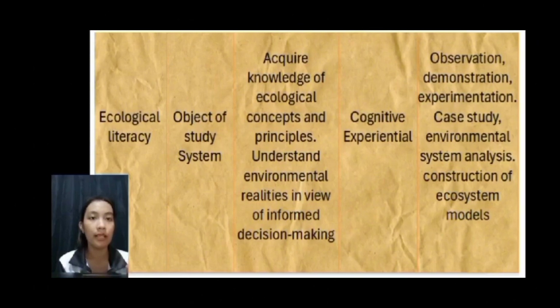So that's understanding environmental realities in view of informed decision making. Those are the dominant objectives under ecological literacy. The pedagogies are cognitive and experiential, and examples of strategies are observation, demonstration, experimentation, case study, environmental system analysis, and construction of ecosystem models. Those are examples of the strategies that can be used in ecological literacy.